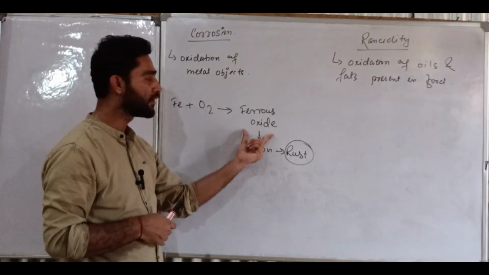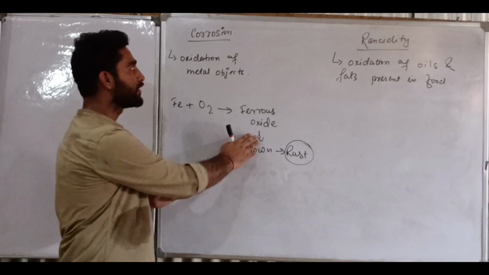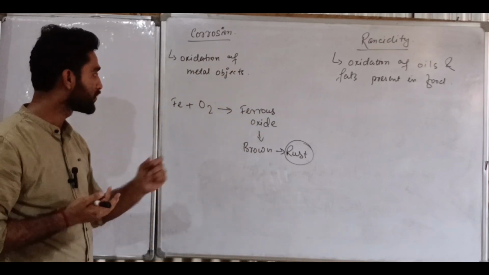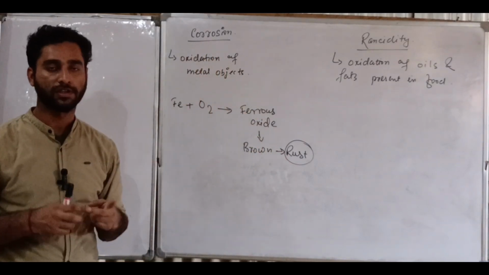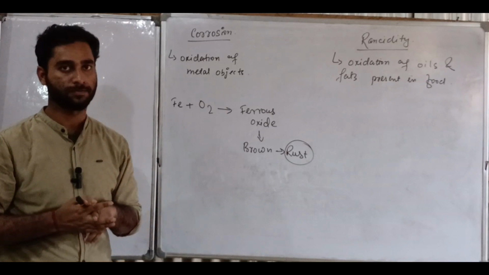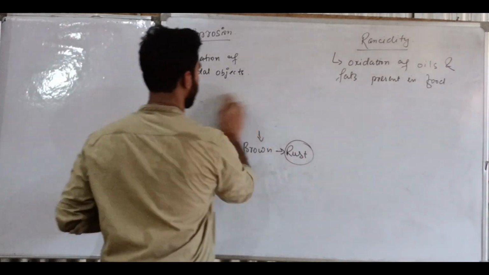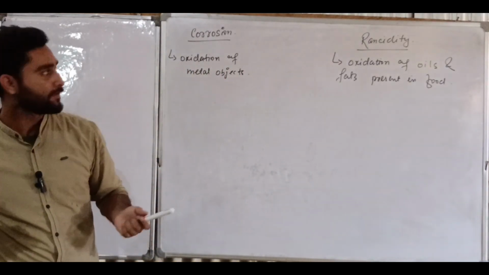The rusting of iron is also an example of corrosion. Means the rusting of the iron objects is an example of corrosion. The tarnishing of copper objects is also an example of corrosion. And both are damaging processes.